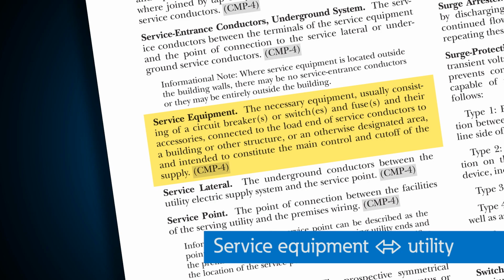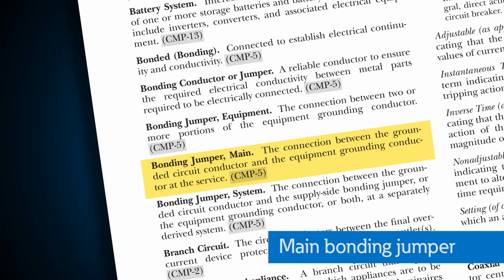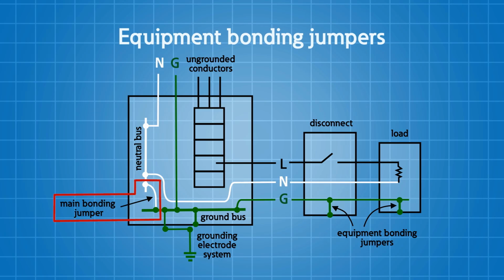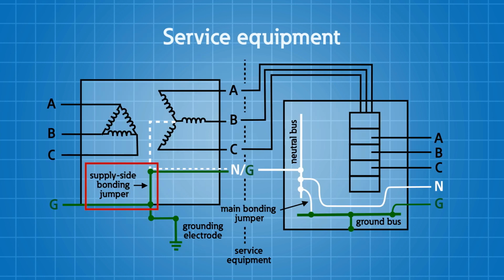Your service equipment is where your utility is connecting into the power distribution system, and in this equipment is where we're going to find some very important bonding jumpers. One of those is the main bonding jumper. It is the connection between the grounded circuit conductor and the equipment grounding conductor, or the supply side bonding jumper, or both, at the service. This is that point where we pull those conductors or systems together.